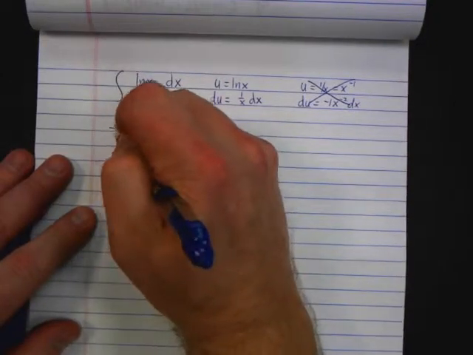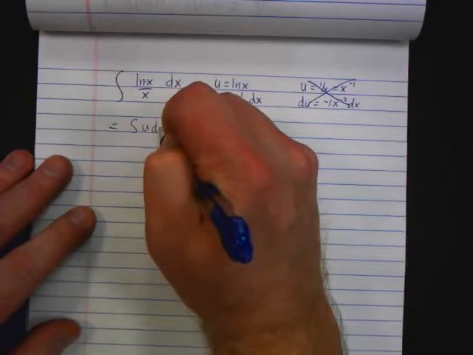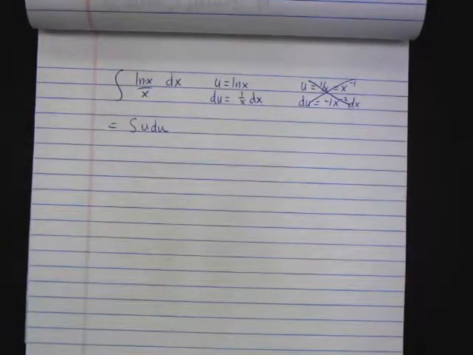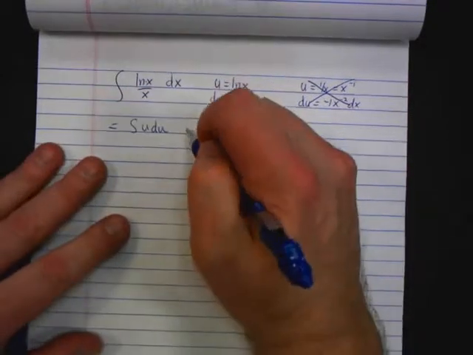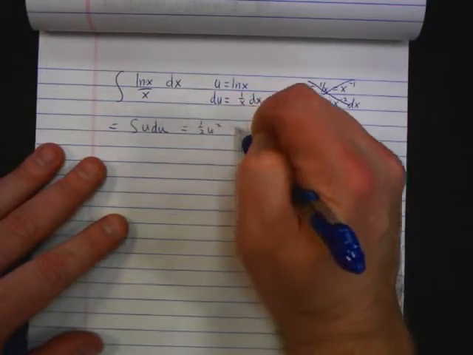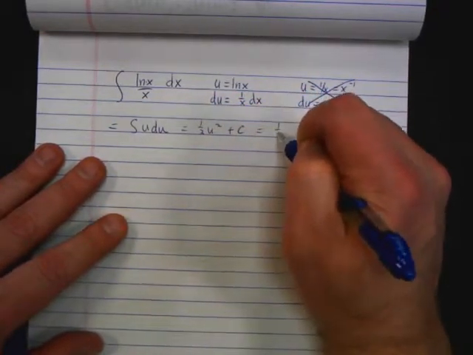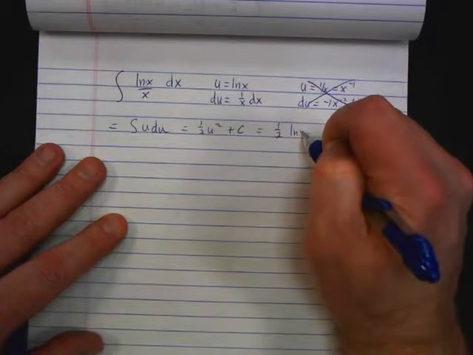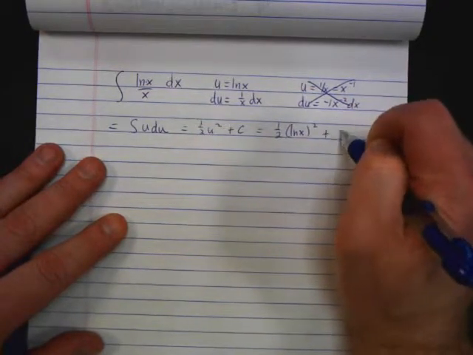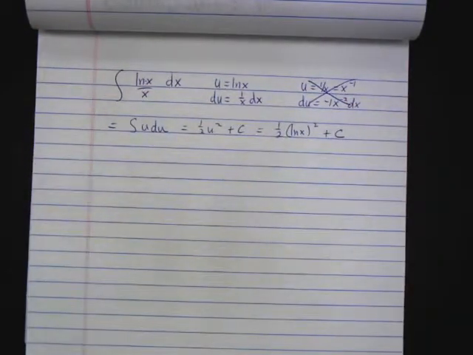All right, so this becomes the integral of u du. What's the integral of u du? 1/2 u squared plus C. So the answer is 1/2 ln of x squared plus C. Okay, so don't fall into the trap of thinking u always has to be the bottom. That's not the case.